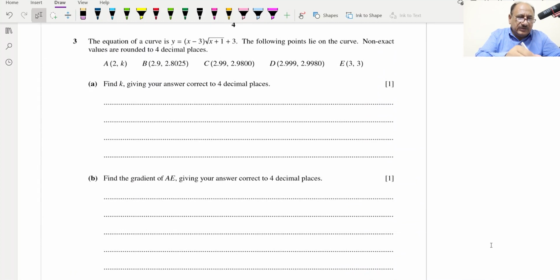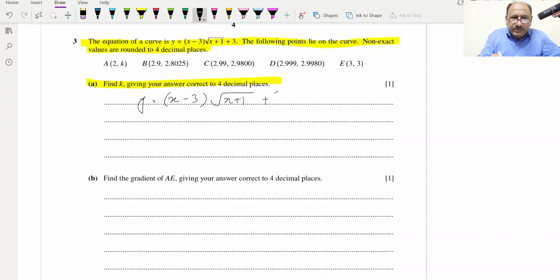Now this is question number 3. Question number 3 says the equation of the curve, this one, the following points lie on the curve. Non-exact values are rounded to 4 decimal places. Part A. Find k giving your answer correct to 4 decimal places. And we can write this equation y is equal to x minus 3 under root of x plus 1 plus 3.